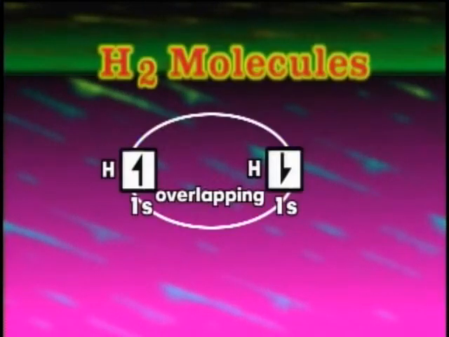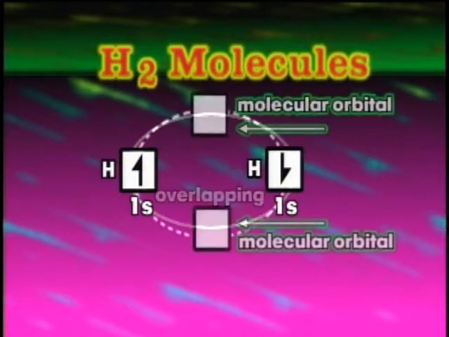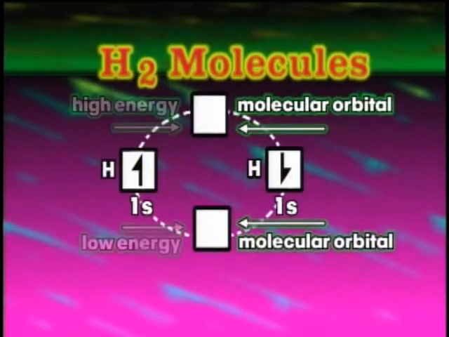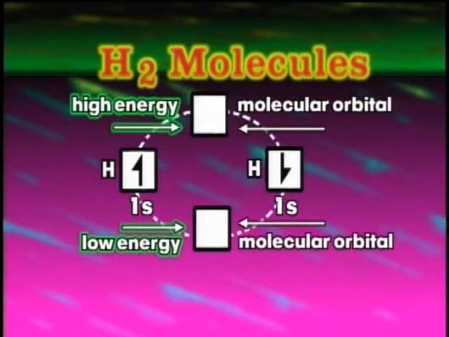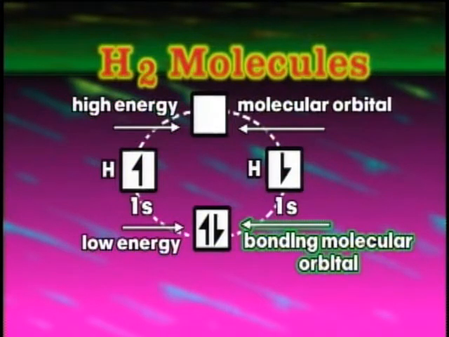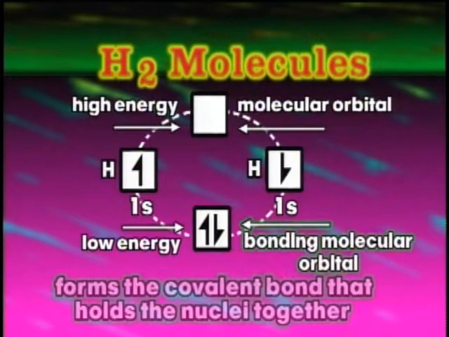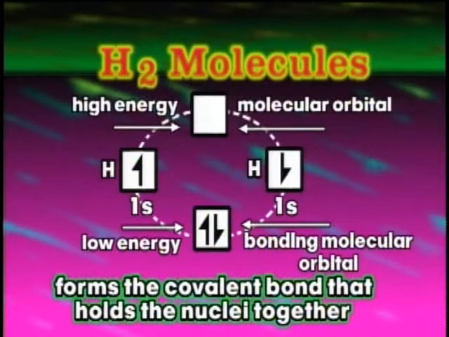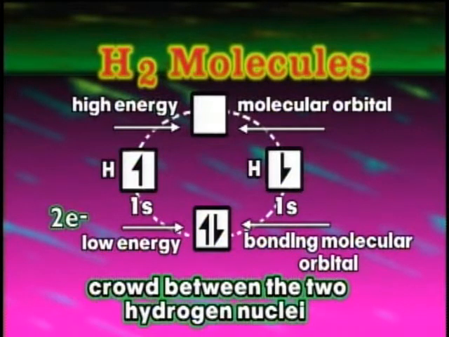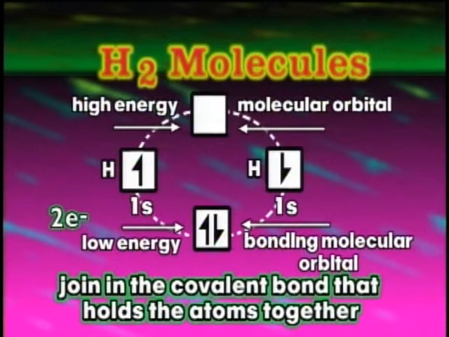The 2 overlapping 1s hydrogen orbitals form 2 molecular orbitals, one with high energy and one with low energy. The low energy bonding molecular orbital forms the covalent bond that holds the nuclei together. The friendly bonding electrons in the bonding molecular orbital crowd between the 2 hydrogen nuclei and join in the covalent bond that holds the atoms together.